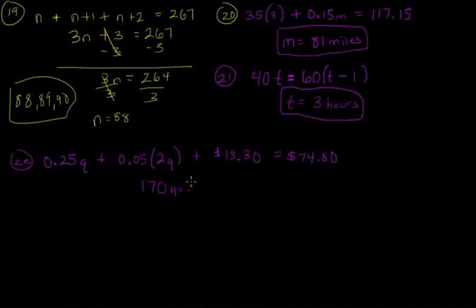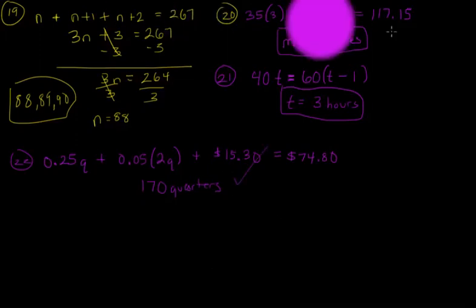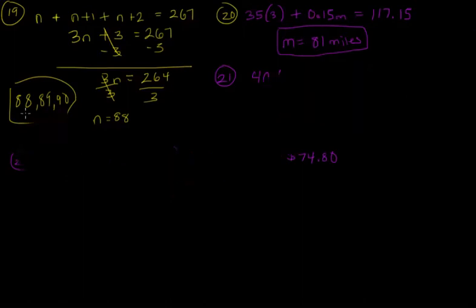Okay, we set up the hard part. The hard part's the equation. 170 quarters. So sweet. We got it. Bingo. All right, I'm going to erase some stuff, and we are going to move on to the inequality section. Fun. I'm excited. Covered almost a whole unit already.